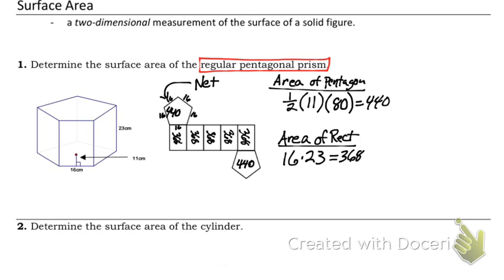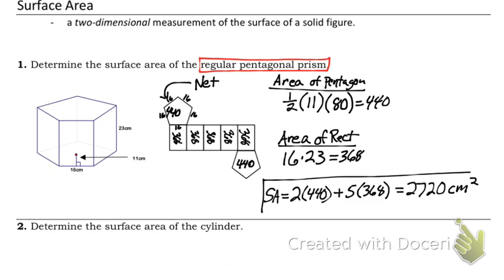So to come up with my surface area, my surface area is going to equal all of those areas put together. We have two pentagons, so that's going to be 2 times that 440, plus I have 1, 2, 3, 4, 5 of the rectangles, so it's 5 times 368. And so our total surface area for this guy is going to be 2,720 centimeters, and it's still squared. It's still centimeters squared.